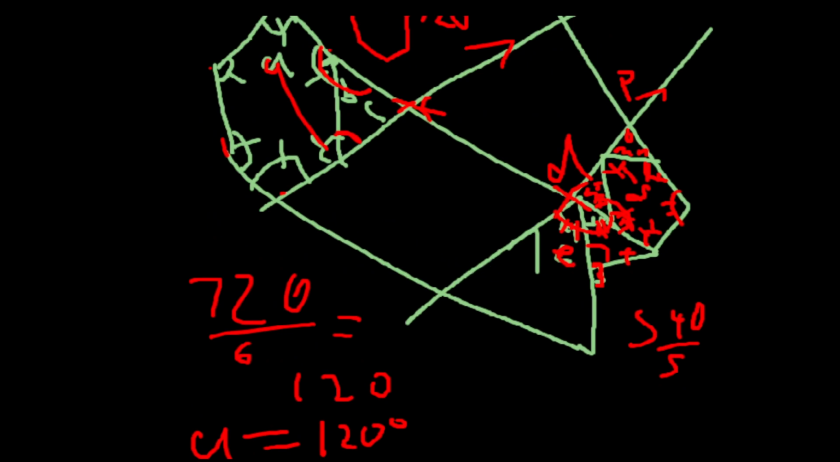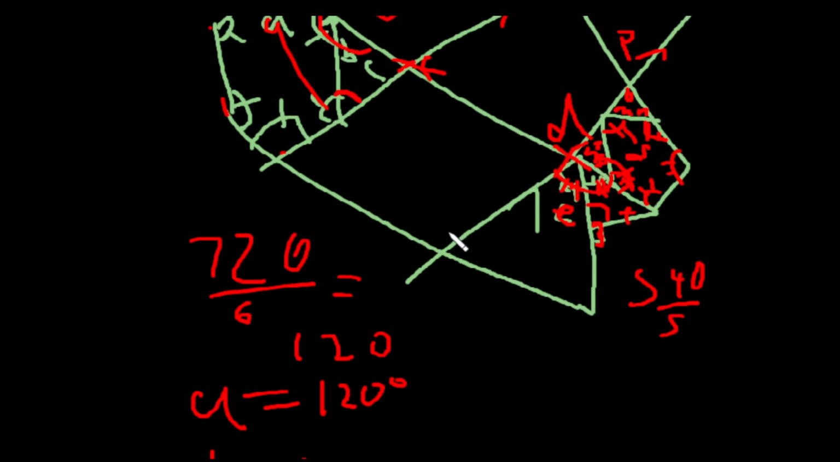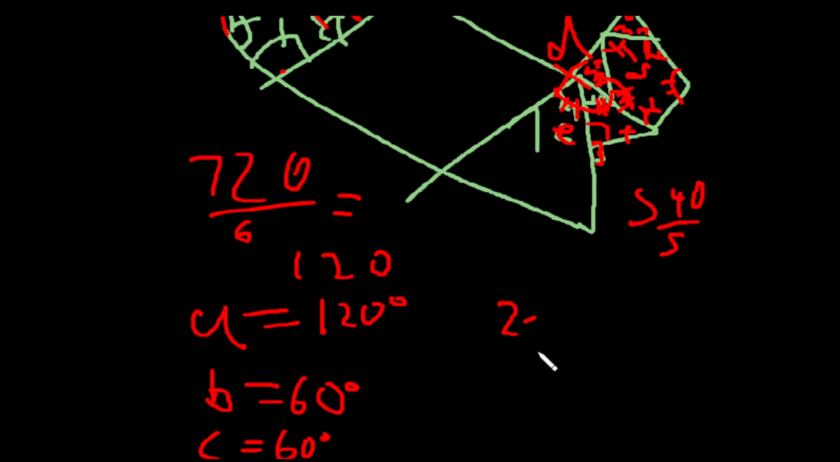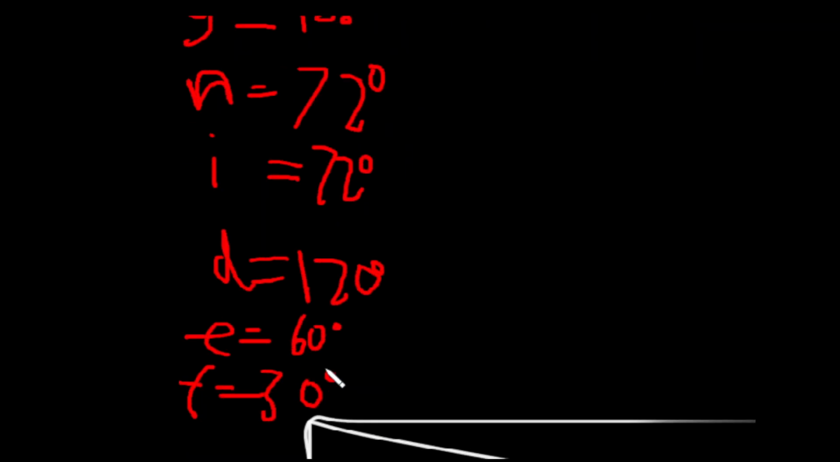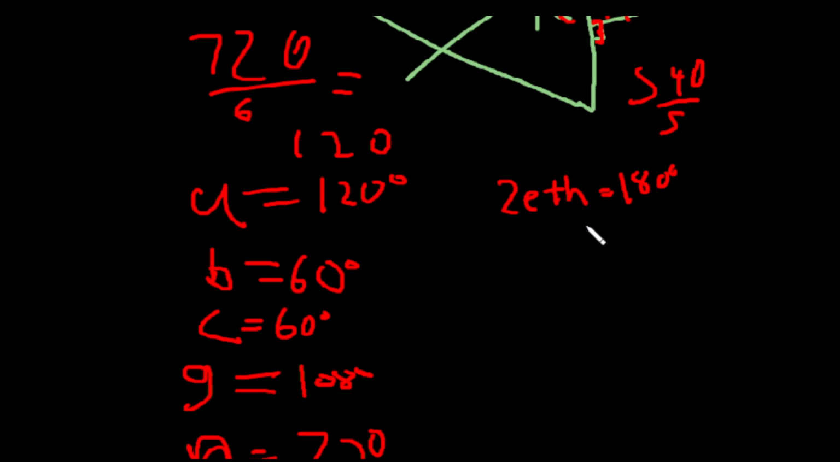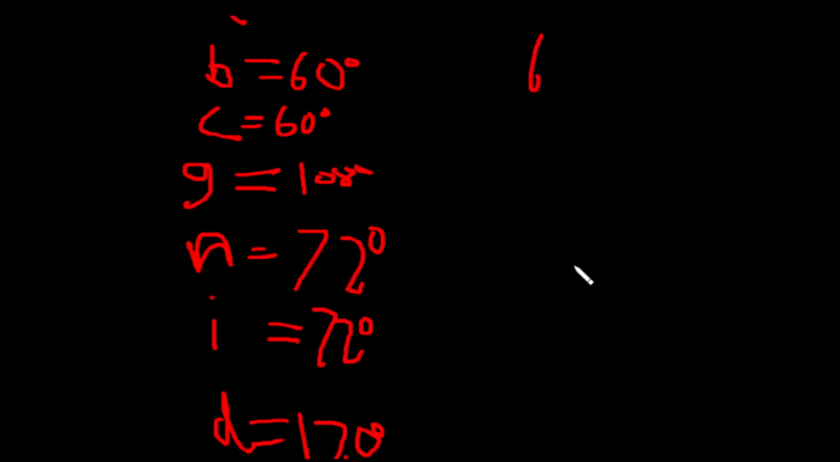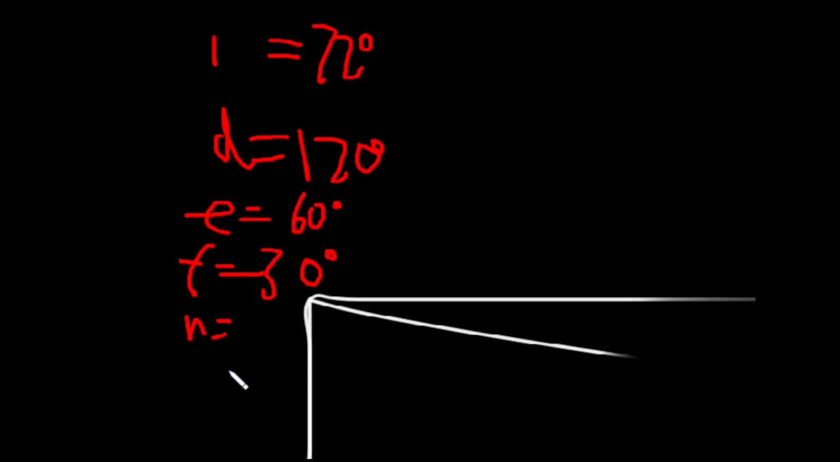Let's do H. So 2E plus H is right here. This makes 180. And E is 60, so 2E is 120, and 180 minus 120 equals 60, so H equals 60 degrees again.